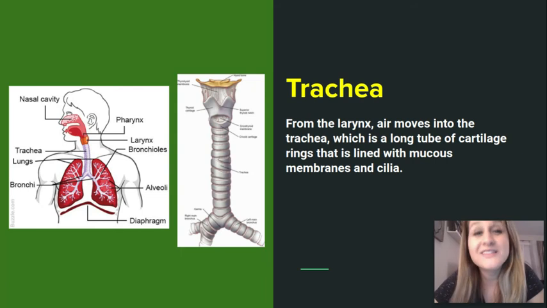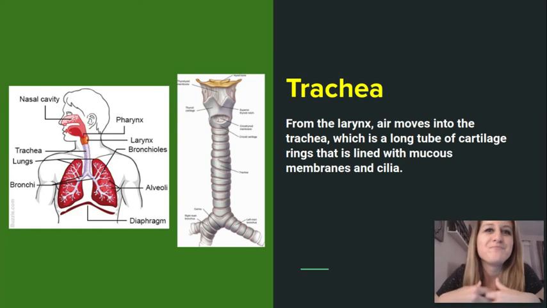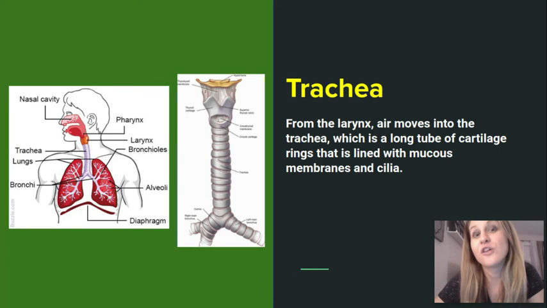And between your cilia and your mucous membranes, they help to trap any dust or bacteria or pollen, any particles that we don't want to get into your lungs, because if something like that were to get into your lungs, it could cause a lot of harm. So your trachea is very protective.